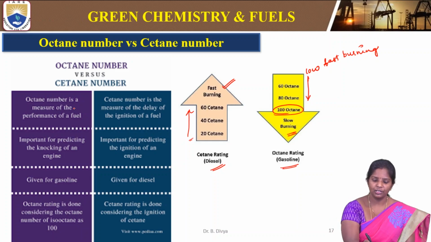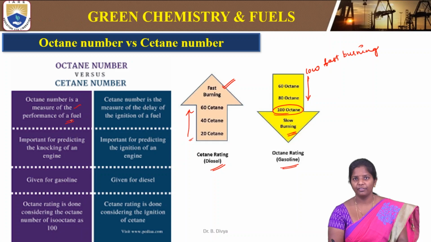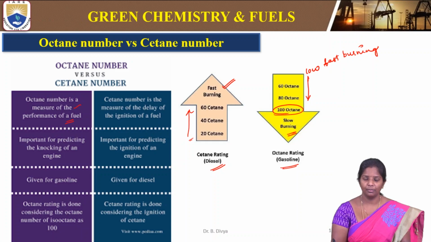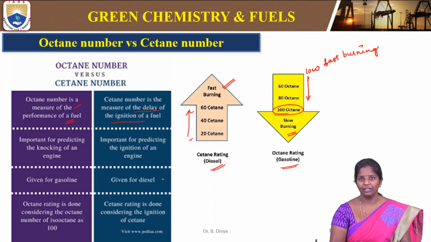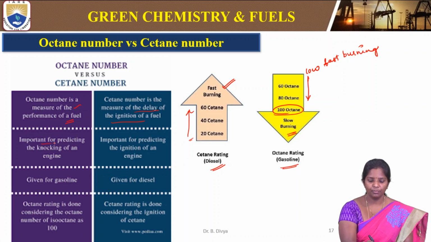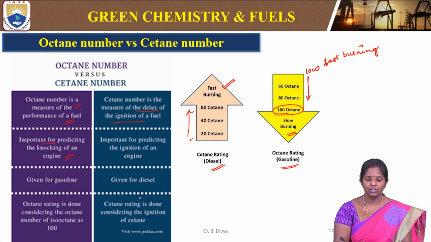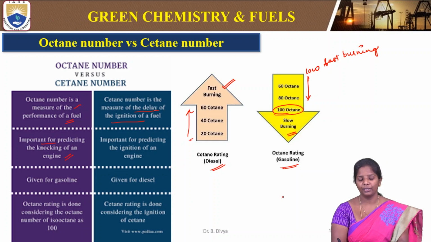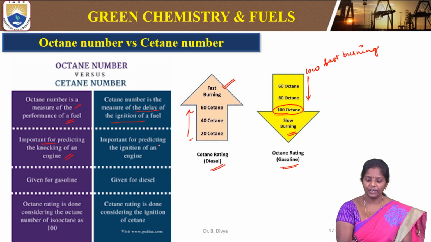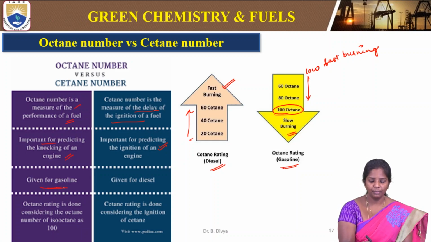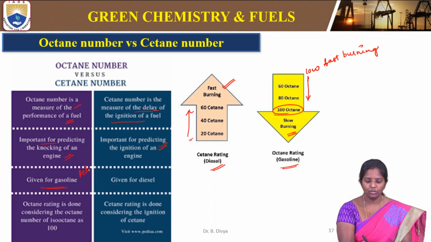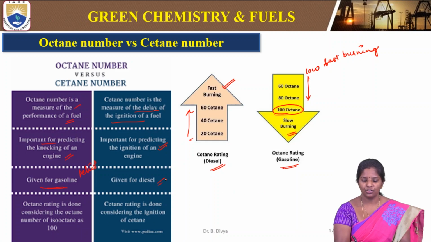Octane number is a measure of the performance of the fuel. The performance of the fuel is defined by its octane number, and cetane number is a measure of delay of ignition. It gives an understanding of delay in the ignition of that particular fuel. So it is important for predicting the knocking of an engine. These two terms help in understanding the knocking of that particular engine, and the cetane number is also important to predict the ignition. Octane number is used for gasoline or petrol, and cetane number is used for diesel.